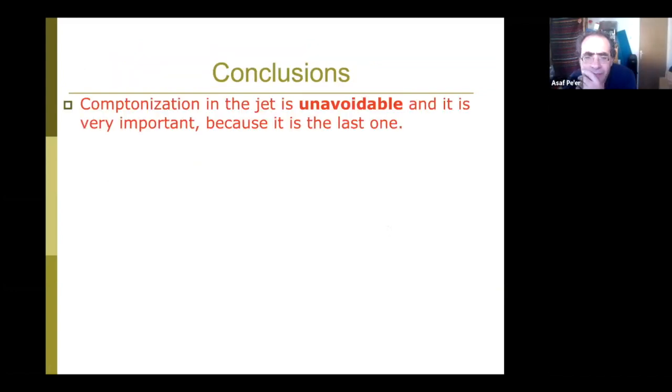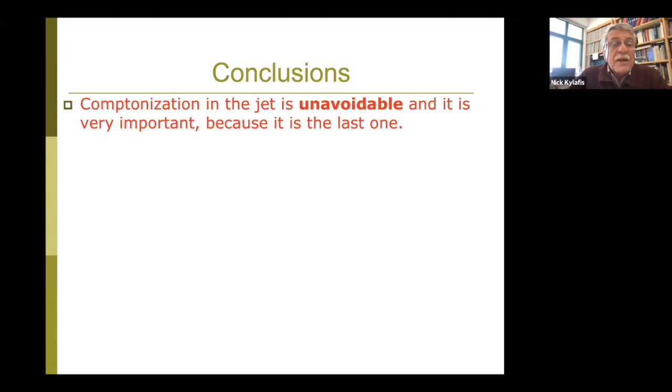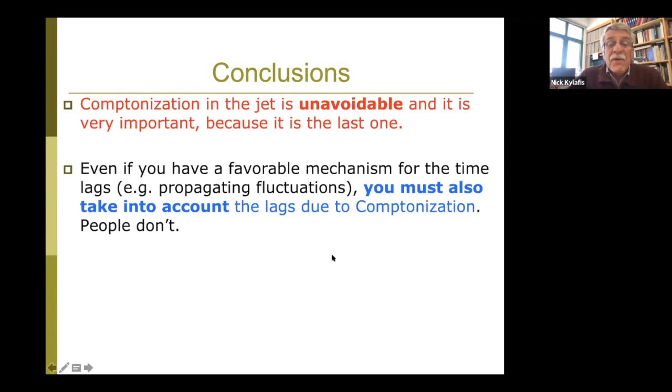Okay, last viewgraph. I hope that I have convinced you that comptonization in the jet is unavoidable, and it is very important because it is the last one. So you may have comptonization in the hot inner flow, but if you have several scatterings in the jet, the outcome is the result of the jet. Even if you have a favorable mechanism for the time lags, for example propagating fluctuations, you must also take into account the lags due to comptonization. And people don't. They just produce the spectrum and say nothing about the lags due to comptonization.